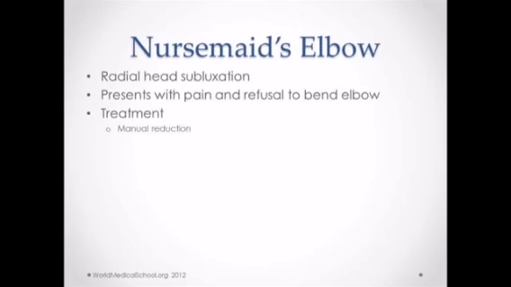Nursemaid's elbow is a radial head subluxation. It typically occurs as a result of being pulled or lifted by the hand. It presents with pain, and the child usually refuses to bend the elbow. These can be manually reduced by gently supinating the forearm with the elbow at 90 degrees of flexion. No immobilization is typically needed.